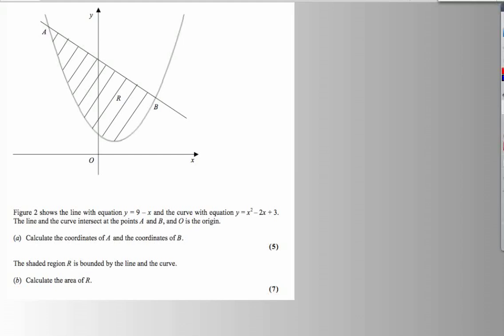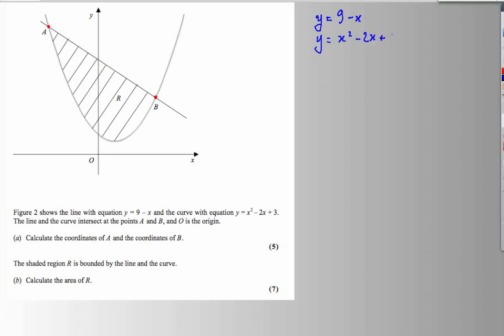A calculus problem here, a calculus problem that involves finding the area between two curves. Before we do, we need to find some intersections. We need these two points where these two functions are equal, and we have y equals 9 minus x, and we have y equals the quadratic x squared minus 2x plus 3.